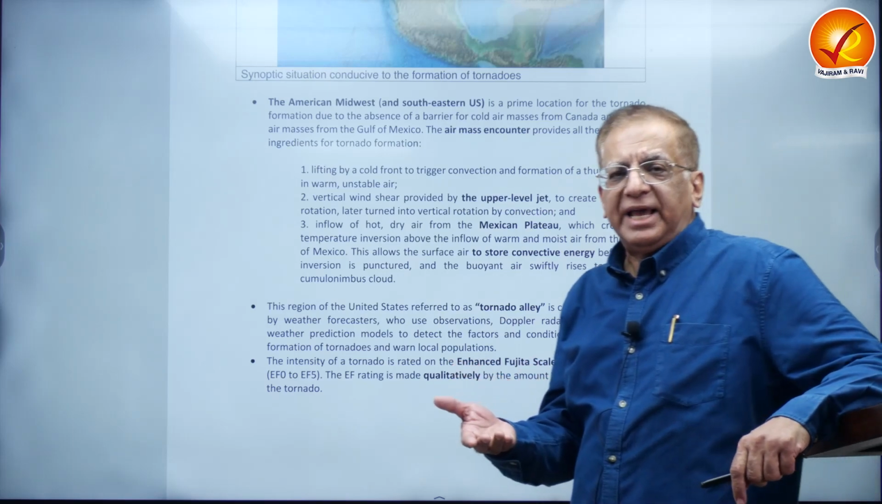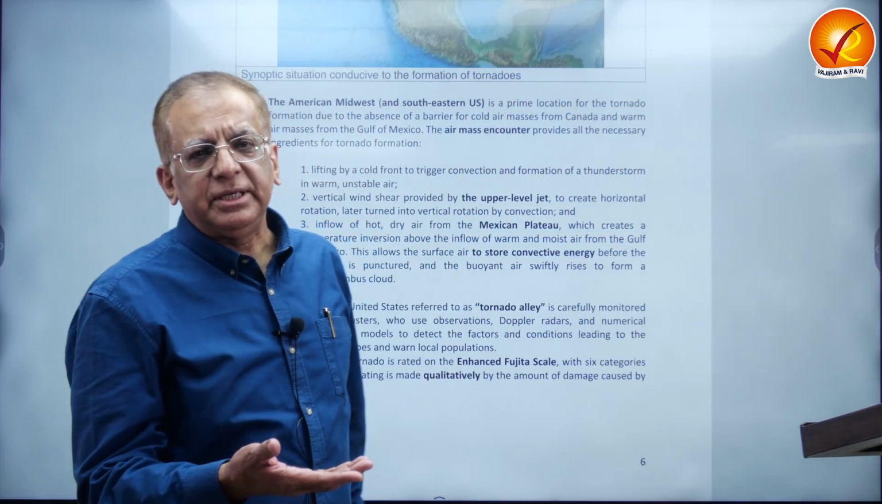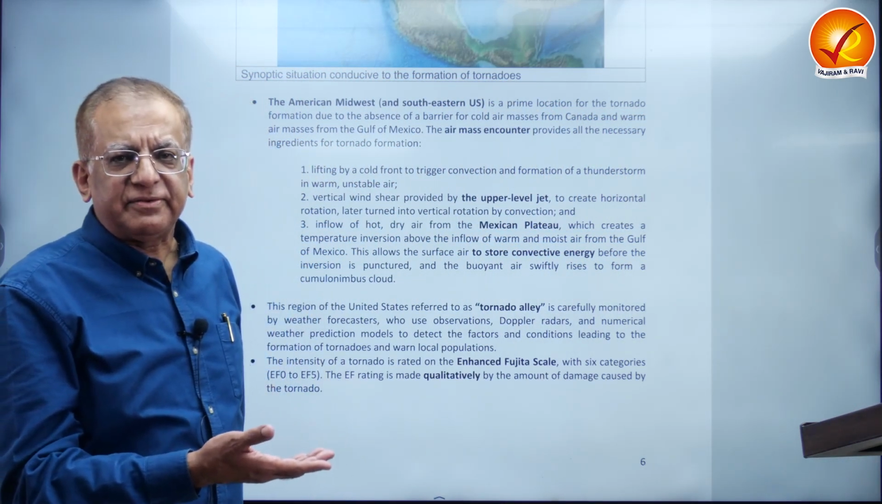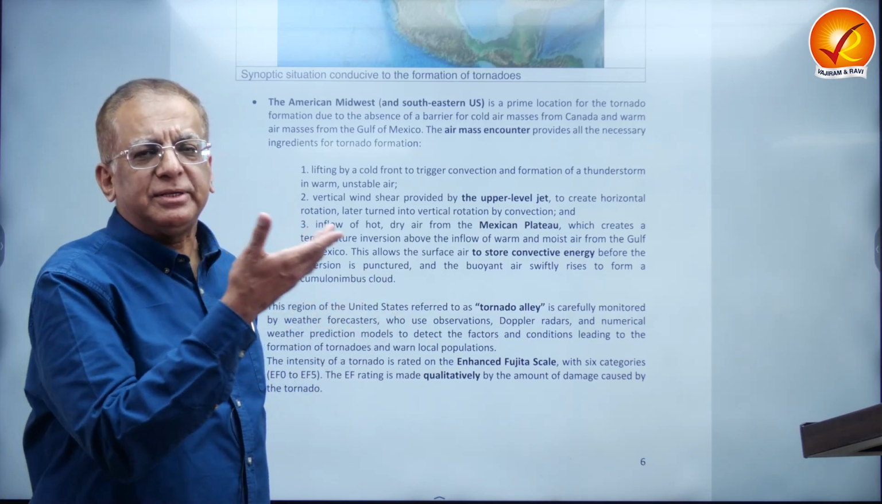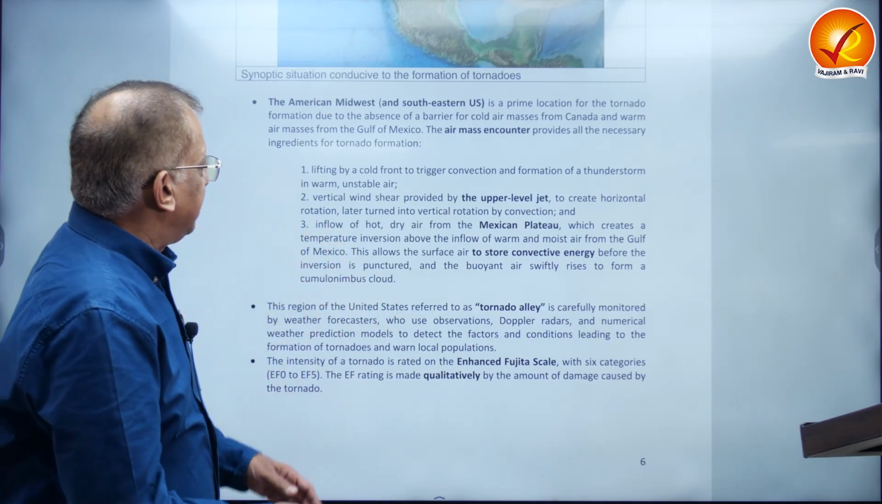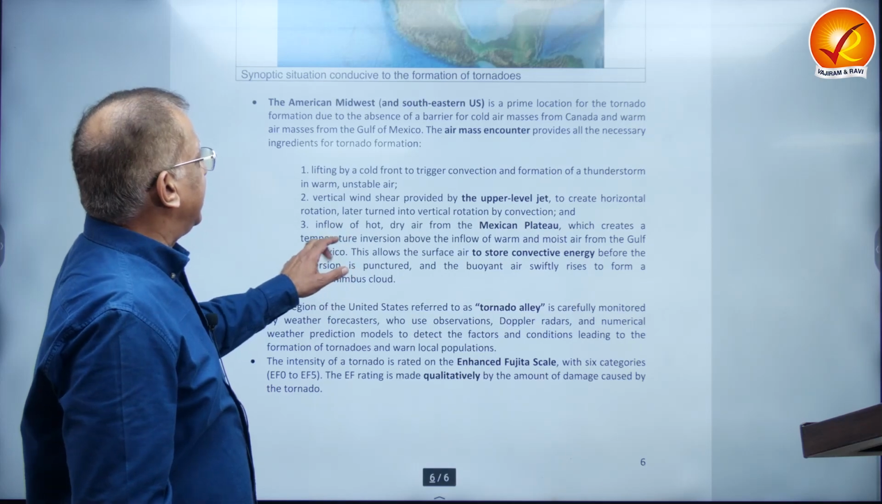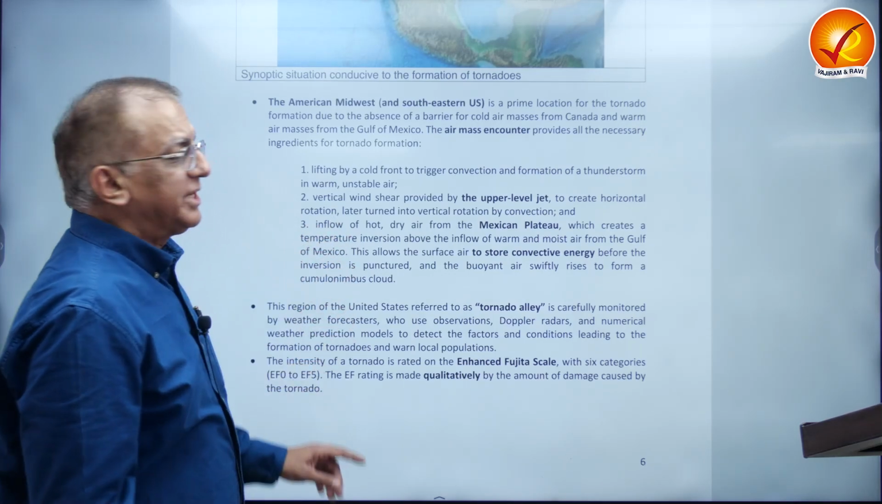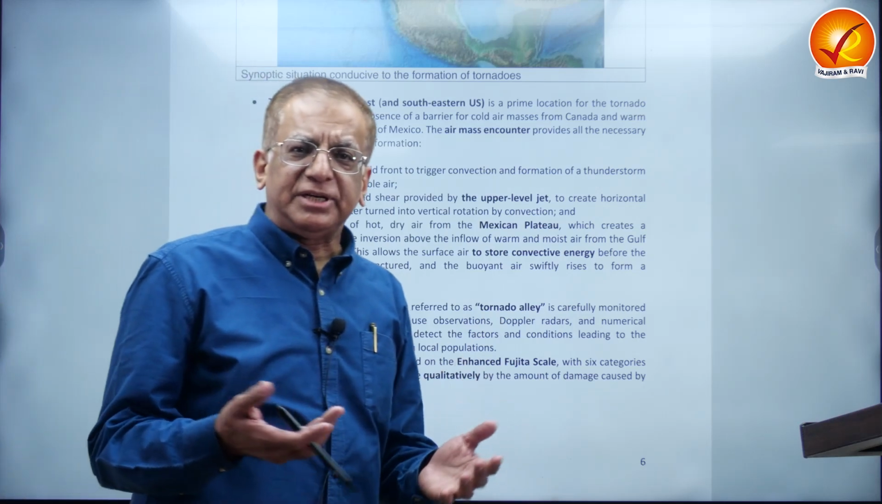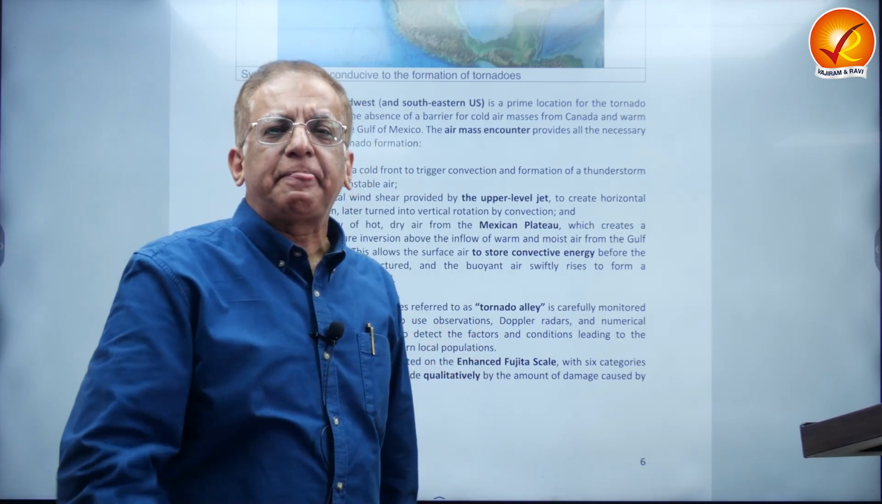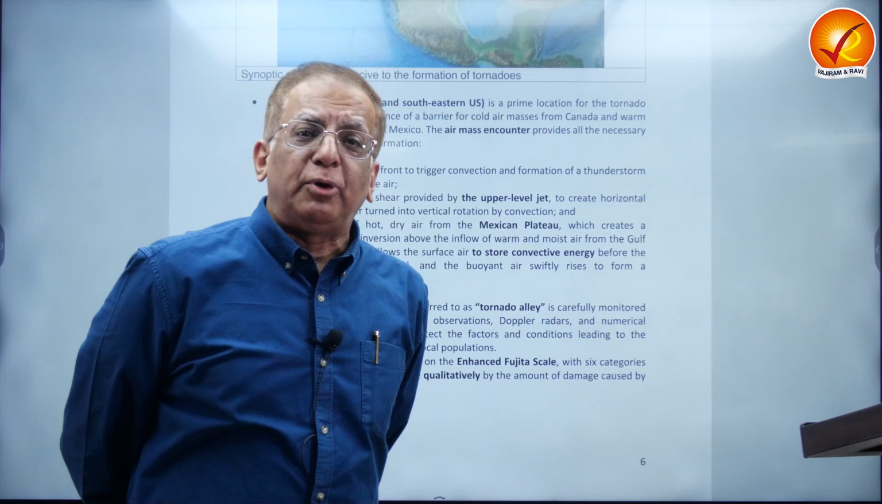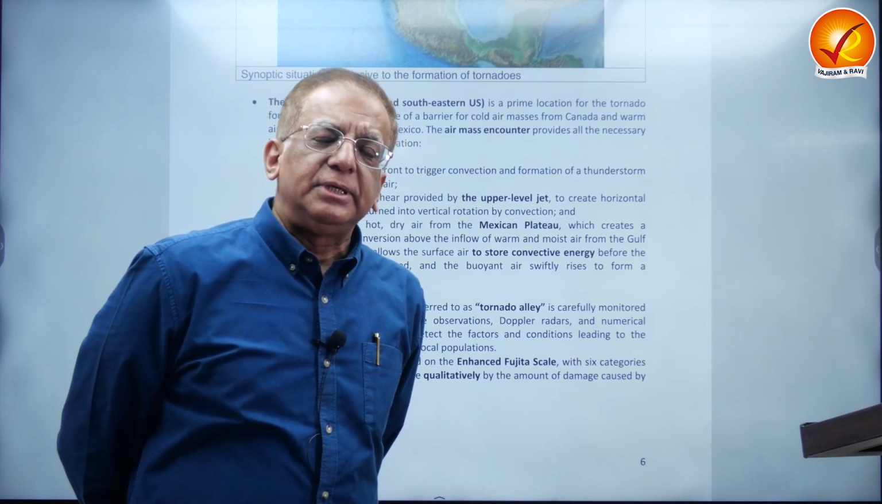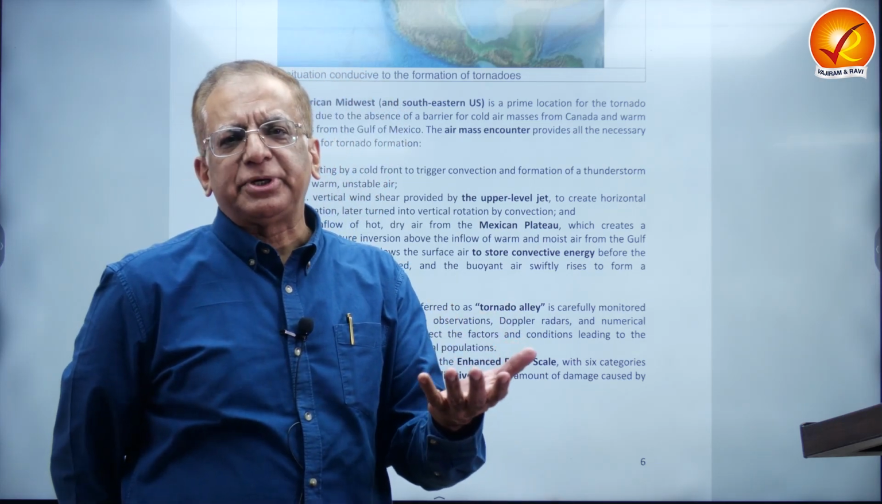So first you will have the change in the wind speed near the earth's surface, that as we go up by convection, the air is going up, it will have the vertical shear also. And then the inflow of hot dry air from the Mexican plateau, which I said earlier, would become a reason for temperature inversion, and would not allow the warm moist air from the Gulf of Mexico to rise much because of that inversion.